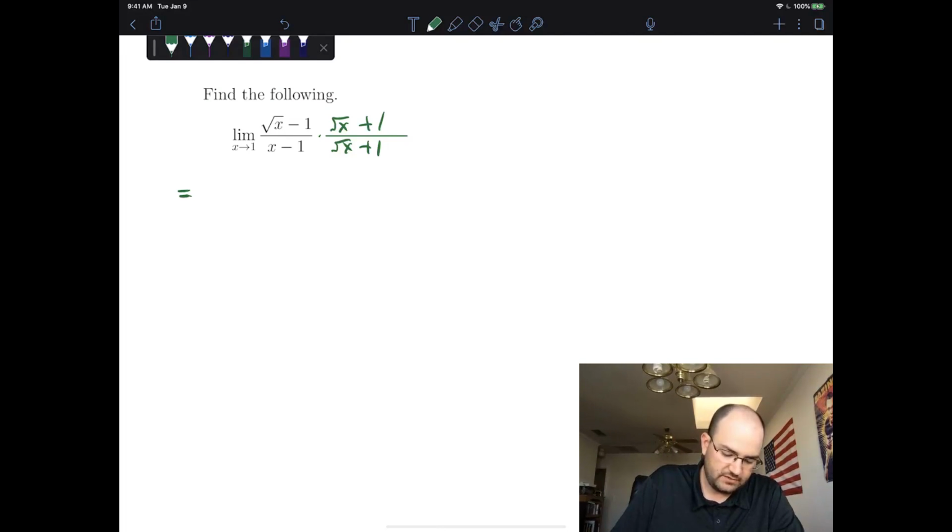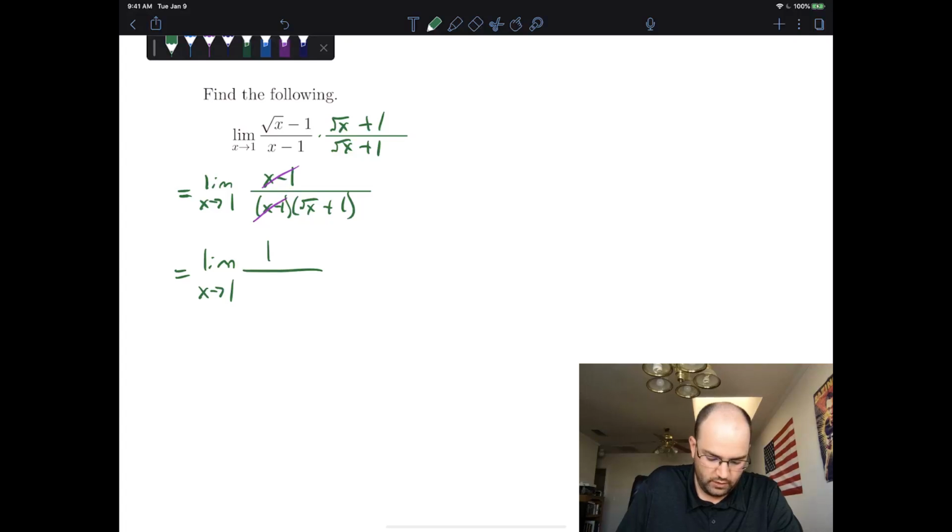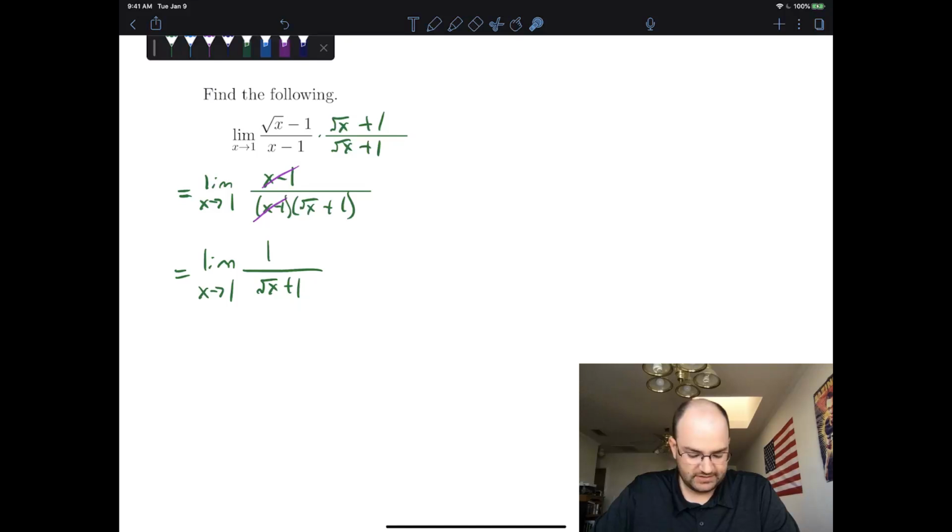So by multiplying, we get the limit as x approaches 1. Now, in the numerator, square root of x minus 1 times square root of x plus 1 just gives us x minus 1. In the denominator, we still have the x minus 1 there times the square root of x plus 1. The x minus 1's cancel. And this is going to give you the limit as x approaches 1 of 1 over the square root of x plus 1.